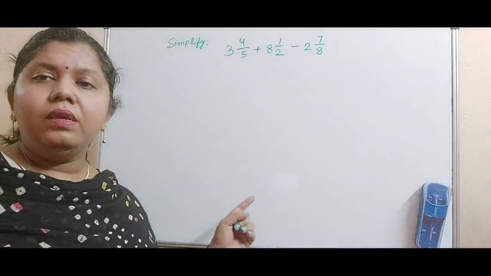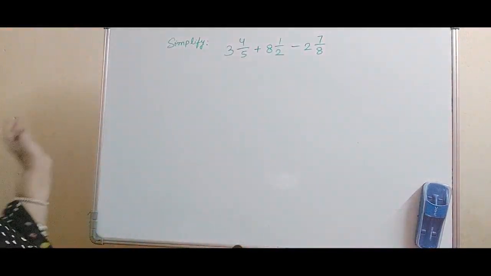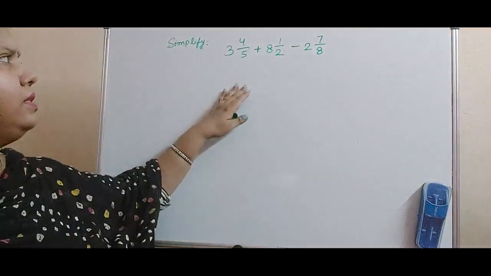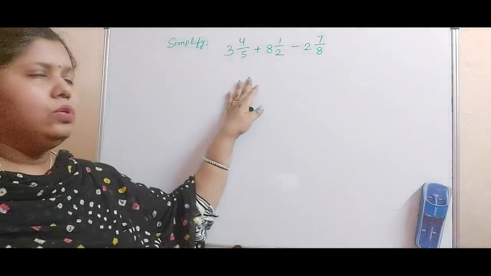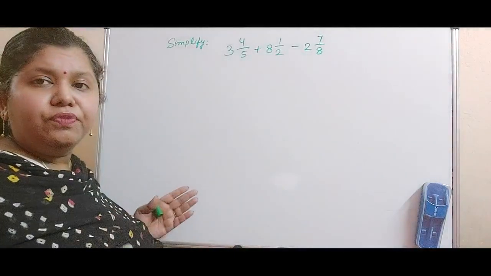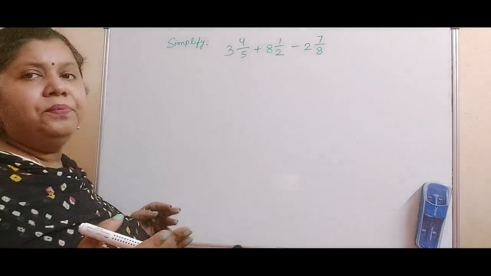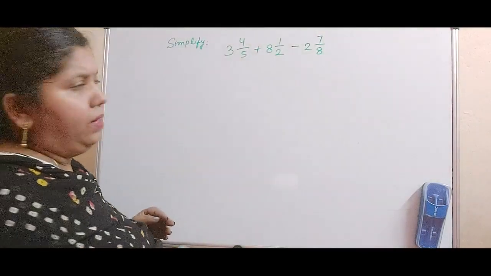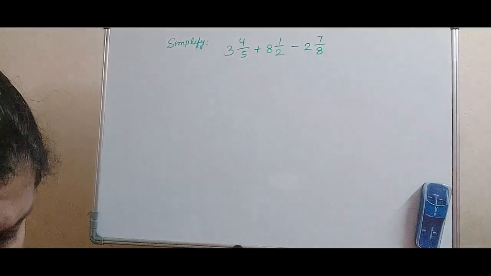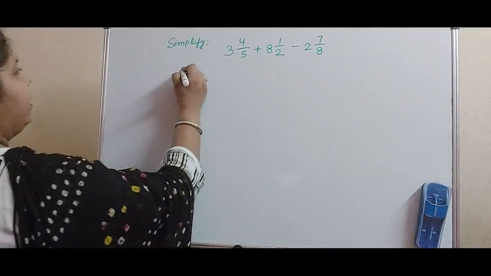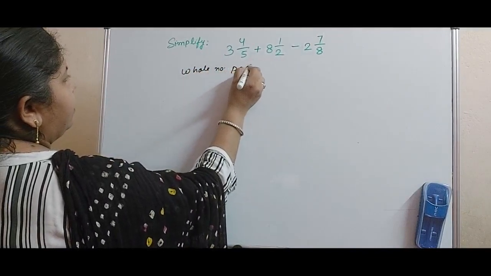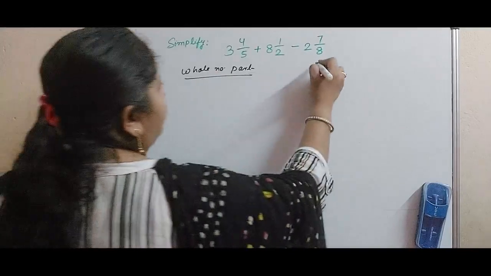Now everyone see, this is a question where there is a mixture of addition and subtraction of fractions. So we call this simplification. First of all, like we were doing in the mixed fractions, we will separate the whole number part and the fractional part. Let me show you. This is the whole number part you will write here, and this is your fractional part. You will solve this side.